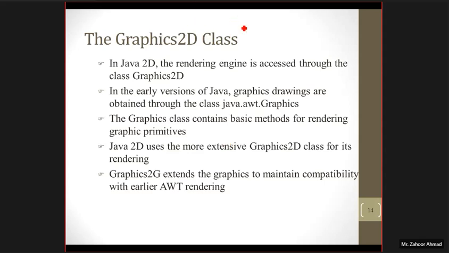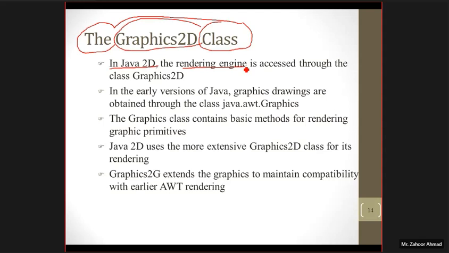Now let us try to understand how we will use it in Java. In Java, we have a class we call Graphics2D. So in Java 2D, we have a rendering engine, and the engine which is going to execute these programs is going to access a class named Graphics2D. This is what we need to remember.